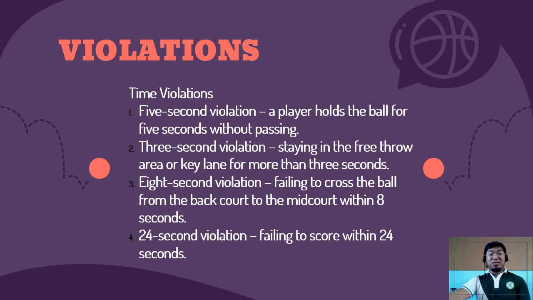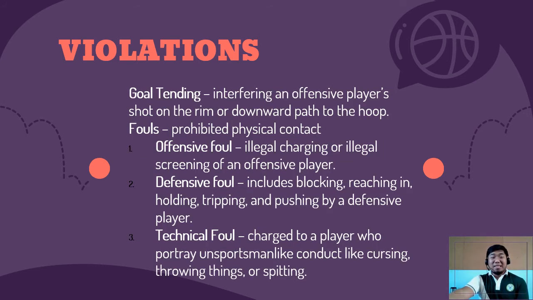Time violations. 5-second violation, a player holds the ball for 5 seconds without passing. 3-second violation, staying in the free throw area or key lane for more than 3 seconds. 8-second violation, failing to cross the ball from the backcourt to the midcourt within 8 seconds. 24-second violation, failing to score within 24 seconds. Goaltending, interfering with an offensive player's shot on the rim, on the downward part to the hoop.